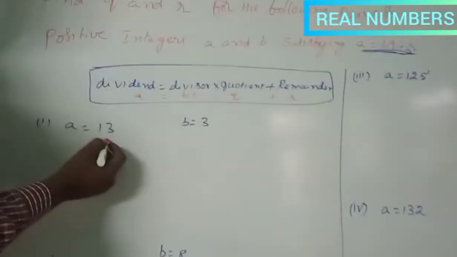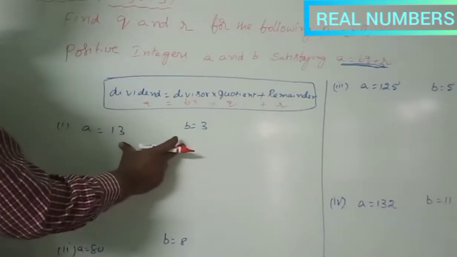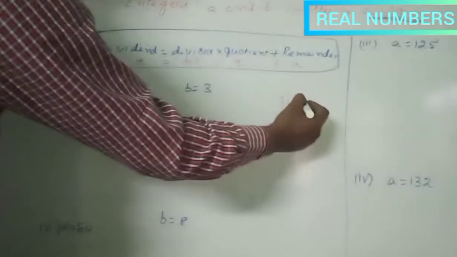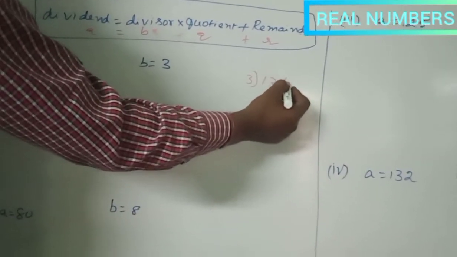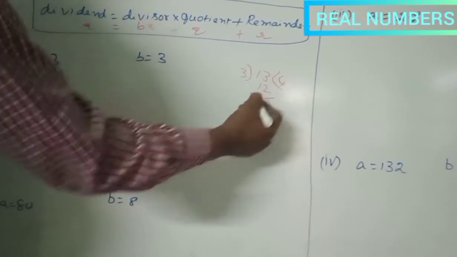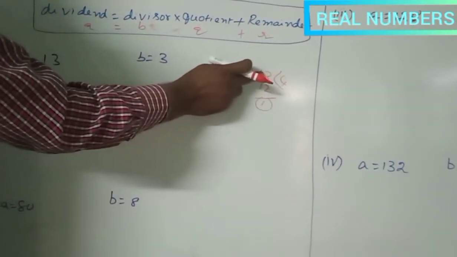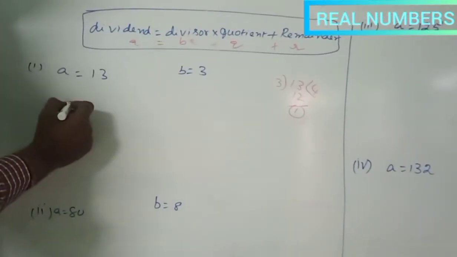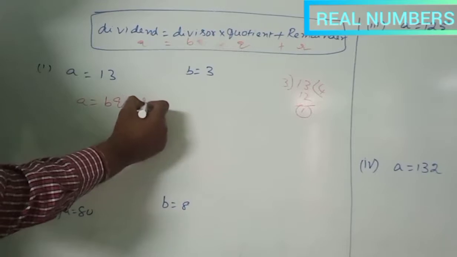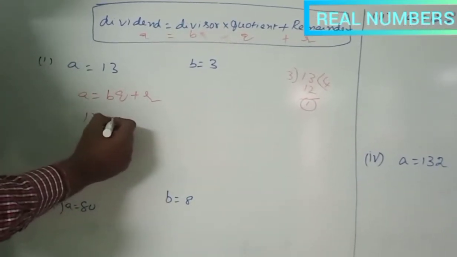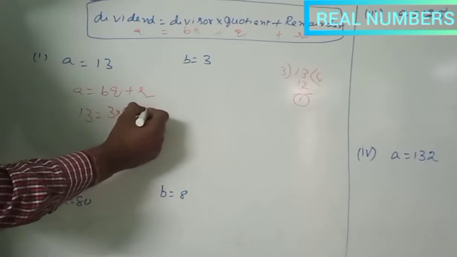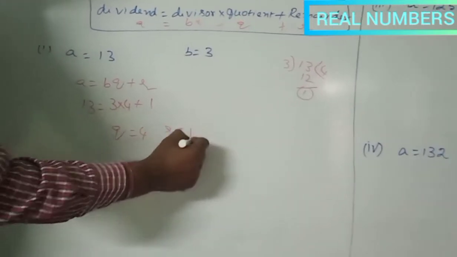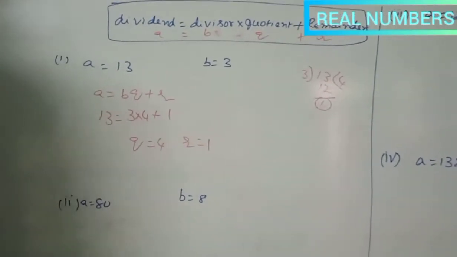So A is equal to 13 and B equal to 3. It is written A is equal to BQ plus R. In general division, 3 how many times in 13? 4 times. 3 4s are 12. Remainder value 1. So 13 is equal to 3 into 4 plus R value 1. So Q is equal to 4 and R is equal to 1.